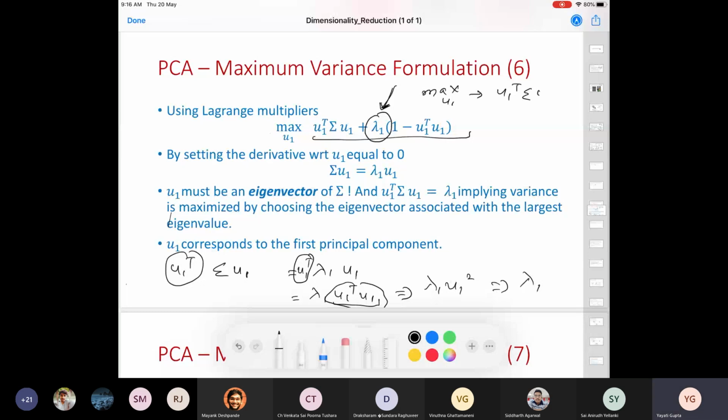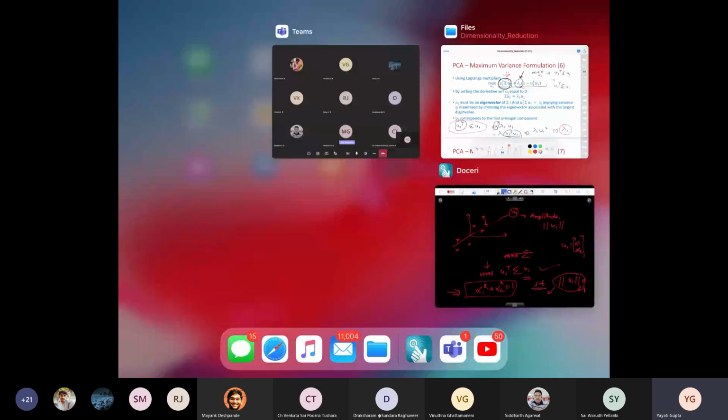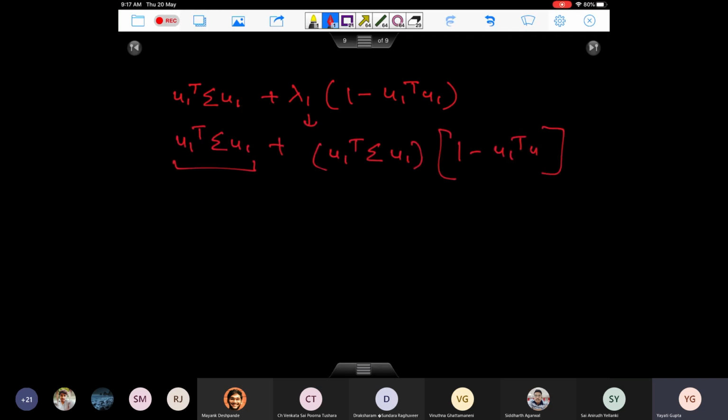So if you substitute this, what do we get? Give me just one moment, I'll write it on the other slide. So we have U1 transpose sigma U1 plus lambda 1 into 1 minus U1 transpose U1. Let me substitute this value of lambda 1, which is exactly the same as this quantity: U1 transpose sigma U1 into 1 minus U1 transpose U1. So what do we get? U1 transpose sigma U1.